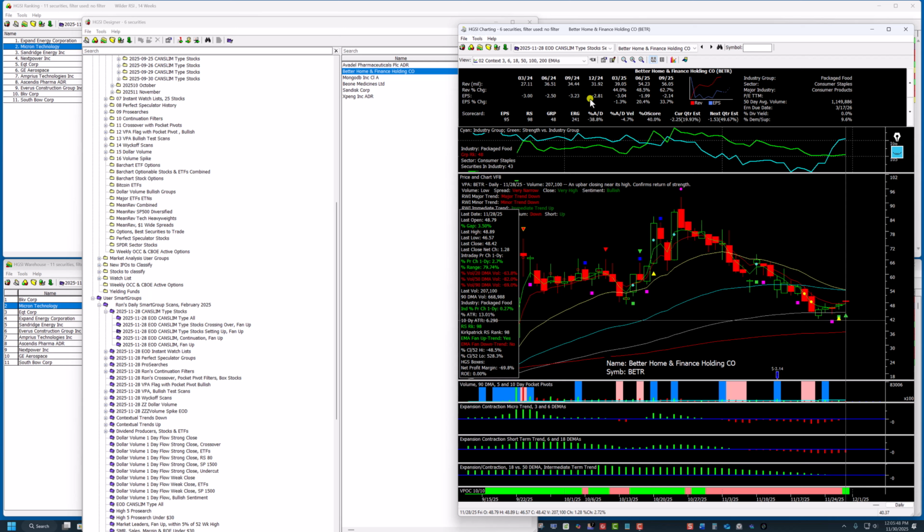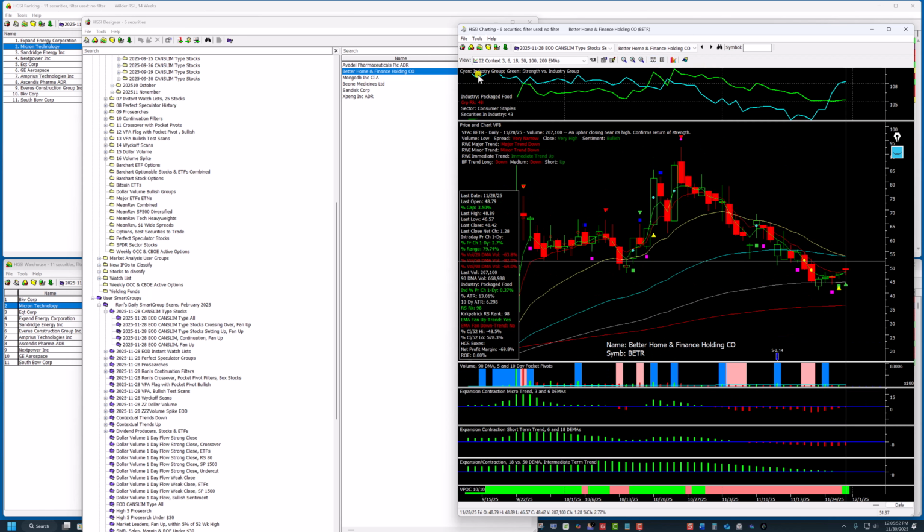The industry group is cyan. It's underperforming its group, though. The green line says it's underperforming the group, but with all these VPA flags here, it's setting up. It hasn't crossed over yet. You can see that. Let's look at one more in here.